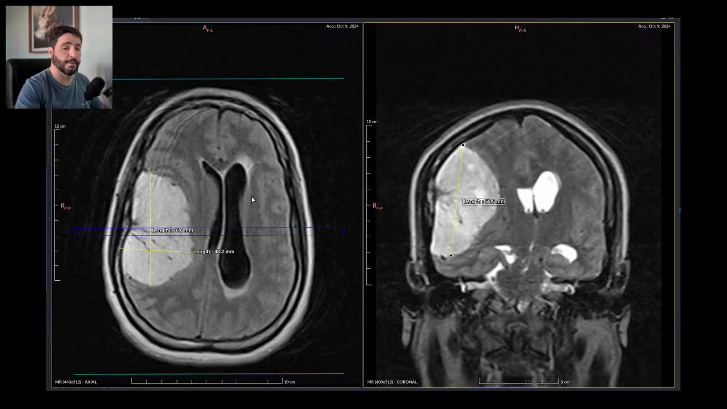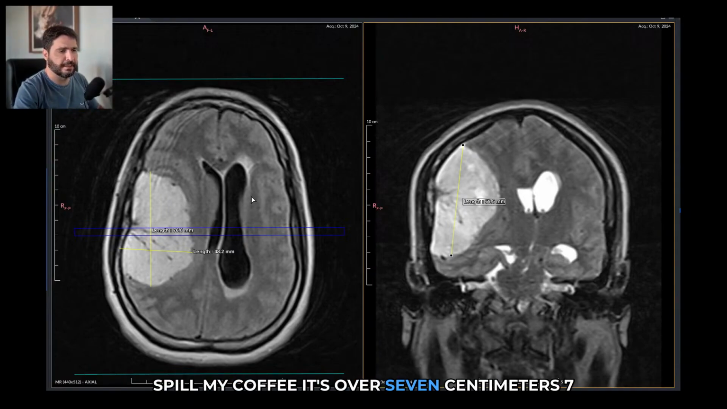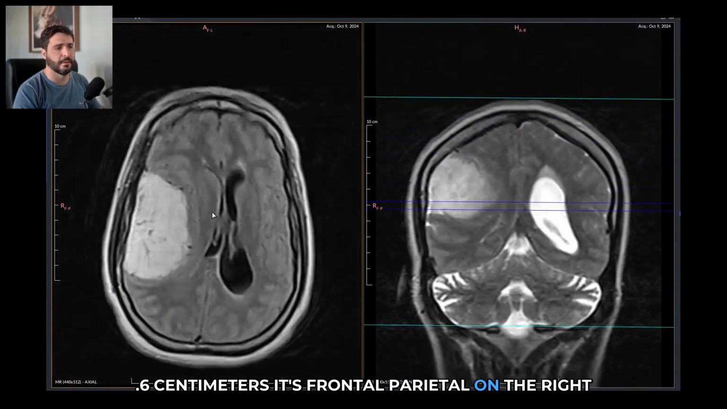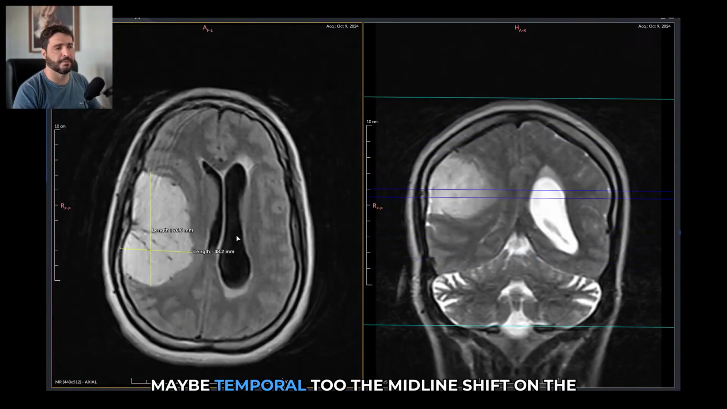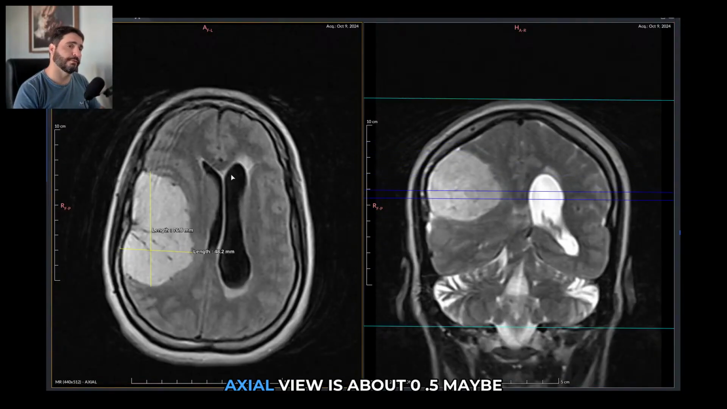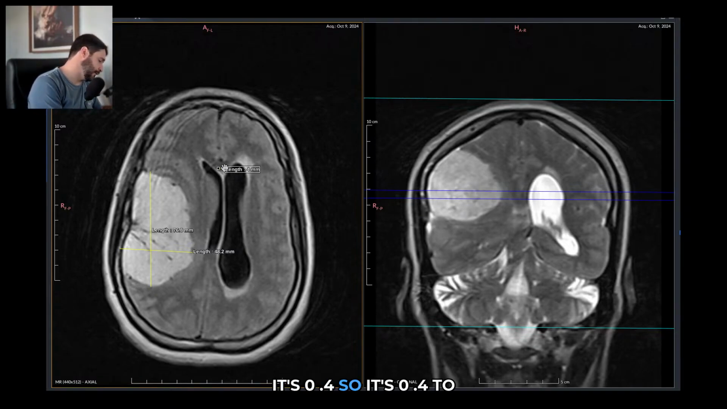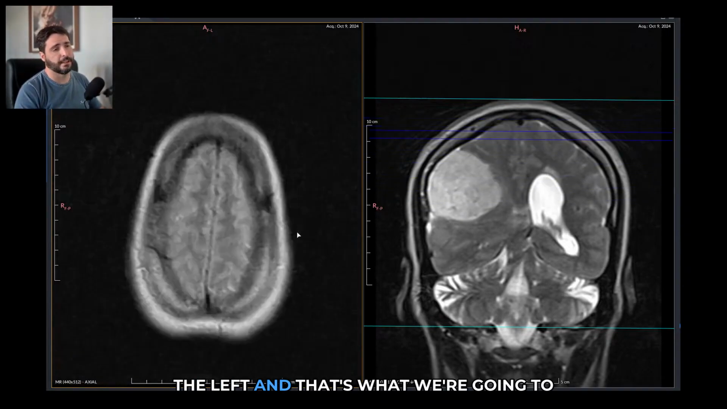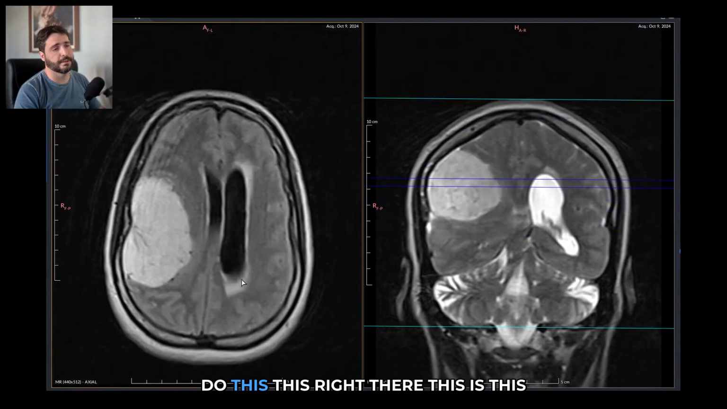It's over 7 centimeters, 7.6 centimeters. It's frontoparietal on the right, maybe temporal too. The midline shift on the axial view is about 0.5 maybe. It's 0.4. So it's 0.4 to the left.